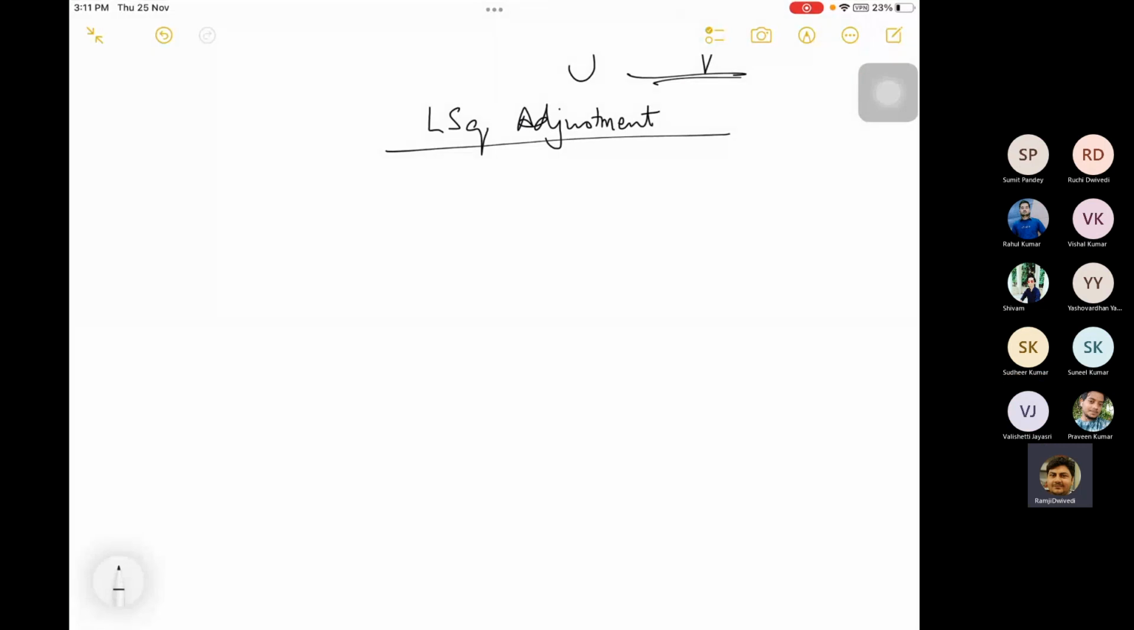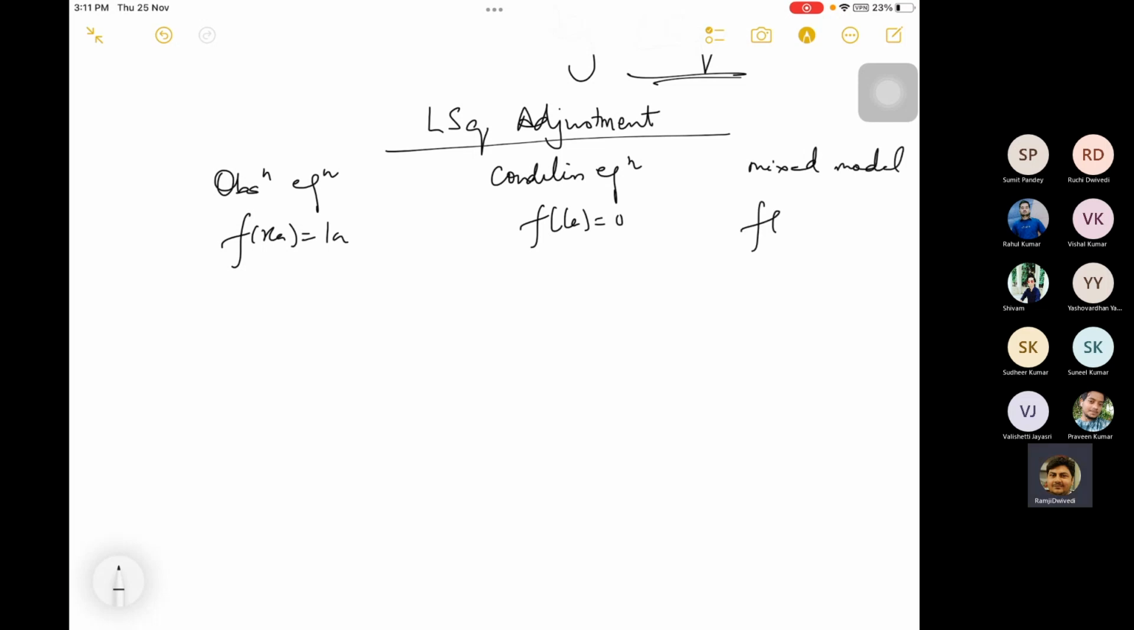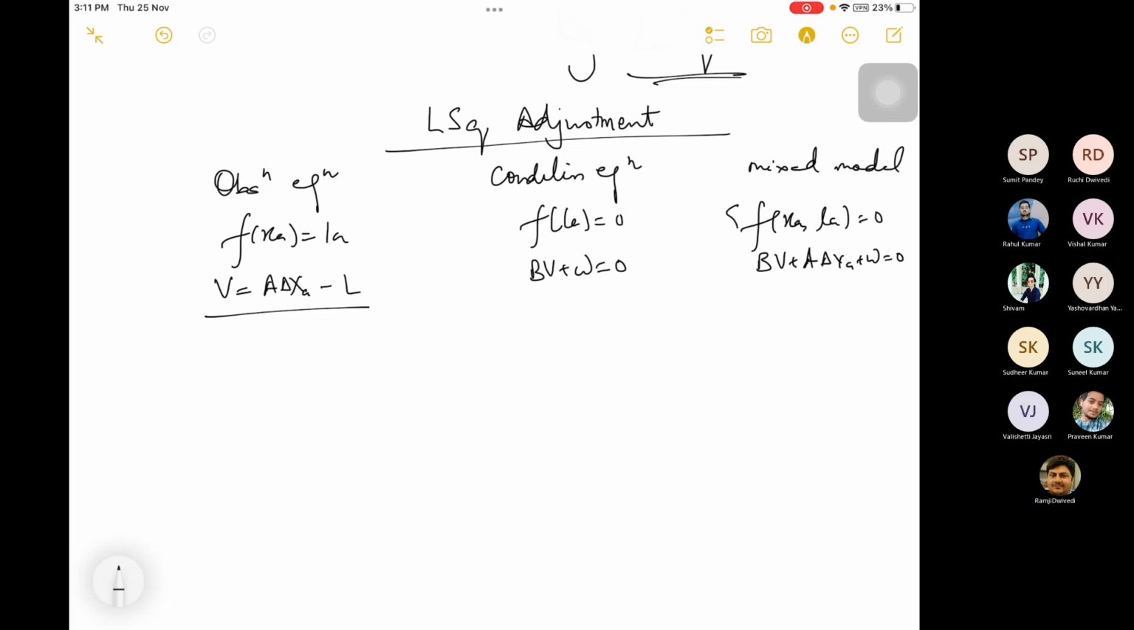So in that LSQ adjustment, we have discussed the observation equation method, which is f(xa) = la, the condition equation method, which is f(la) = 0, and then the mixed model in the last class, which was f(xa, la) = 0. So f(xa) = la, the linearized version is v + delta xa - l. And Bv + w = 0 is the linearized version here. And Bv + A delta xa + w = 0 is the linearized version. So these are the models.